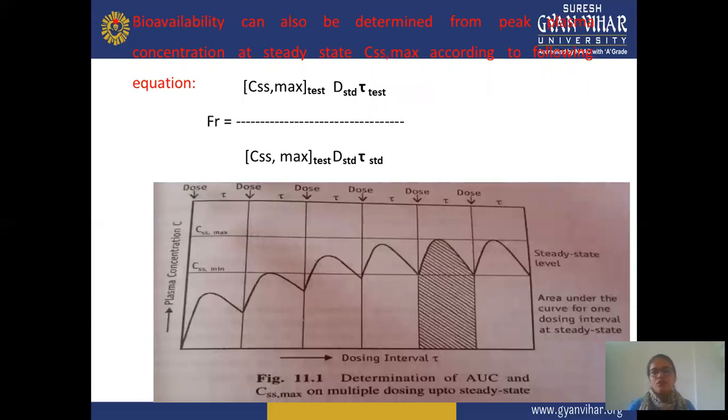Next, bioavailability can also be determined from the peak plasma concentration at steady state, Css max, according to the following equation. Relative bioavailability is equal to Css max test into D standard or omega tau test divided by Css max standard into D test, and this is a graph. In this you can say that steady state is this, and the area under the curve is like this. The curve is known as the area under curve.